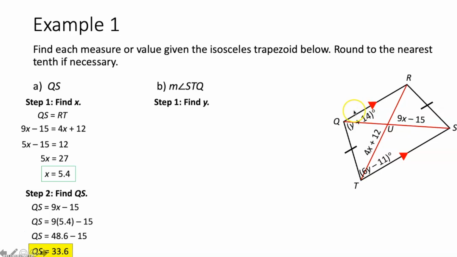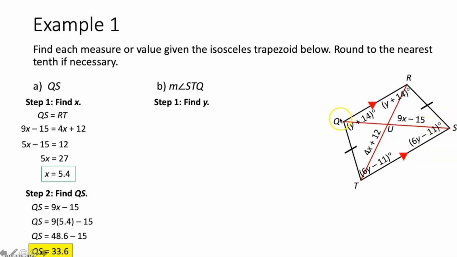So if the measure of this angle right here is y plus 14 degrees, then its other base angle over here must also be y plus 14 degrees. Down here, we know that this base angle is 6y minus 11 degrees, meaning that its other base angle must have a measure of 6y minus 11 degrees also.